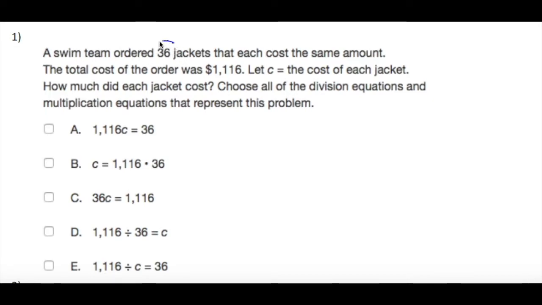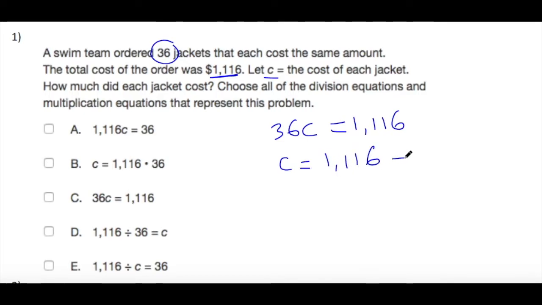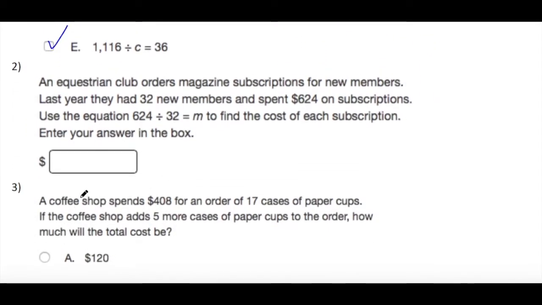So from here we have 36 jackets. We have the total cost 1116 and C represents the cost of each jacket. So we can write the equation 36C equals 1116. Here 36 is multiplied by C, so we can rewrite this equation as C, just C on the left hand side, equals 1116 divided by 36, or we can write it also as 36 equals 1116 divided by C. So if you notice here, we have C is right, we have D is right, and also E is right. Next question, number 2.